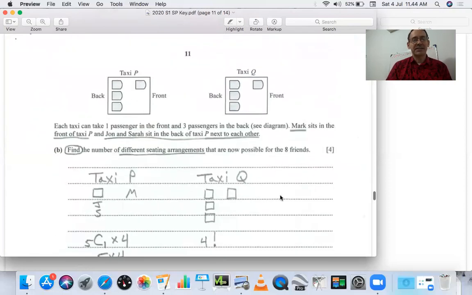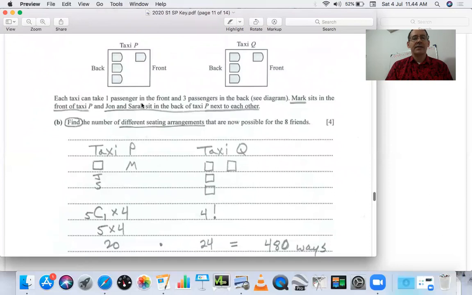Now they show the taxis, but now they're looking at arrangements of seating, not just what taxi they're in. So this is moving into permutations as far as arranging of seating goes. So each taxi can take 4 people, 1 passenger in the front, 3 passengers in the back. Mark sits in the front of taxi P. So here's taxi P, Mark is in the front. Here's 3 seats in the back.